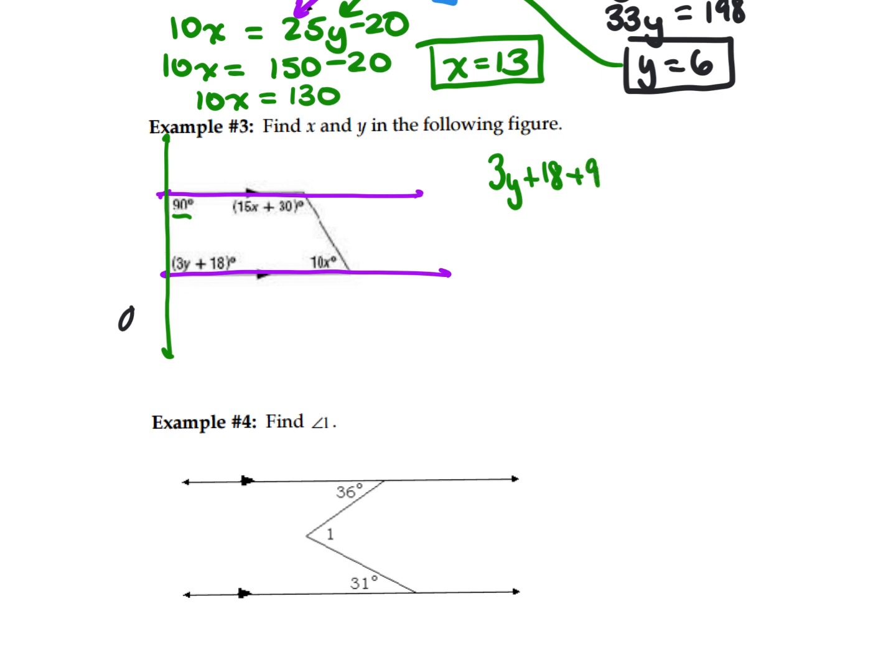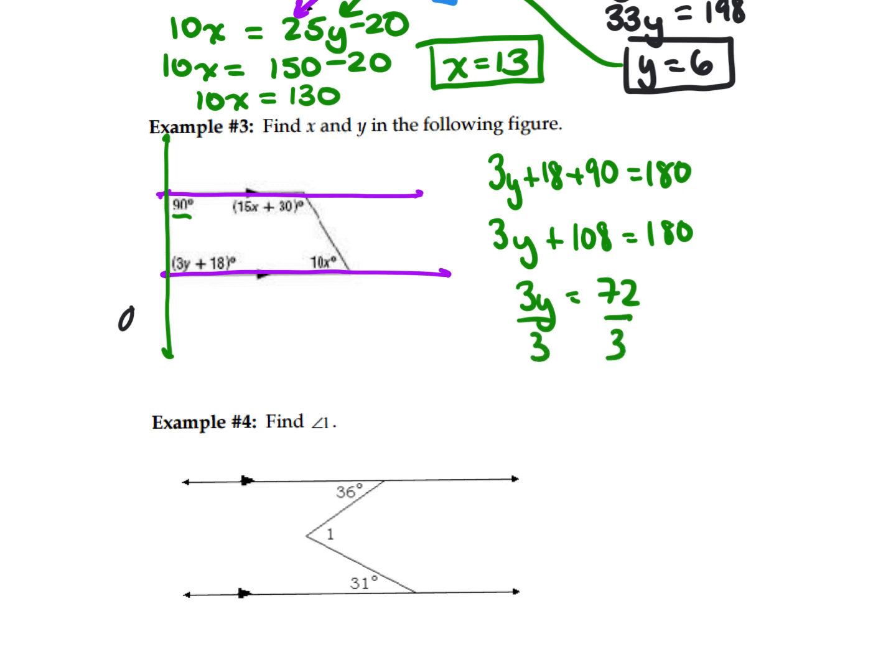So I know that equation. I can add those two angles together: 3y plus 18 plus 90, and that has to equal 180. And that will allow me to solve for y. So 3y plus 108 equals 180. I'll subtract 108 from both sides, so I'll get 72. And then I'll just divide by 3. So dividing by 3 is going to give me a y of 24.